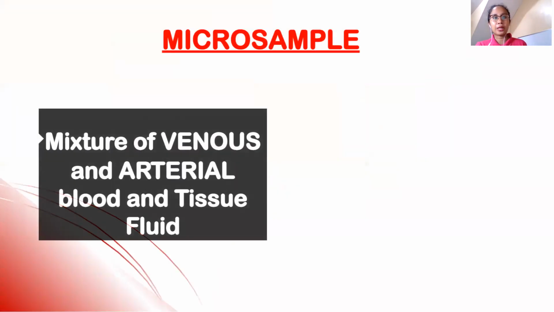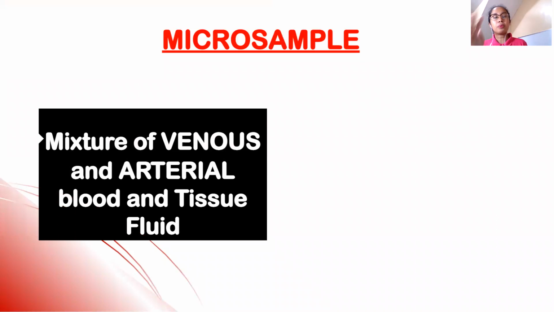So let's start with microsampling. So when we perform skin puncture, when we get blood from your capillaries, hindi lang yung capillaries ang tinutumbok natin eh. So the blood in your capillaries are a mixture of venous blood, arterial blood, and tissue fluid or tissue juice. So, fluid that are coming from the injured tissues.